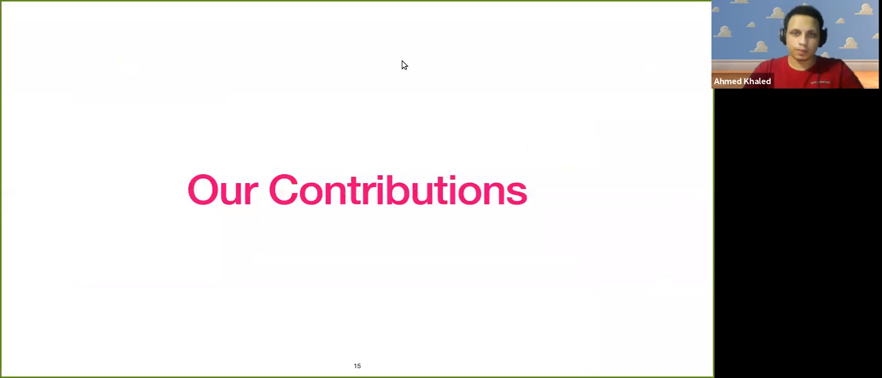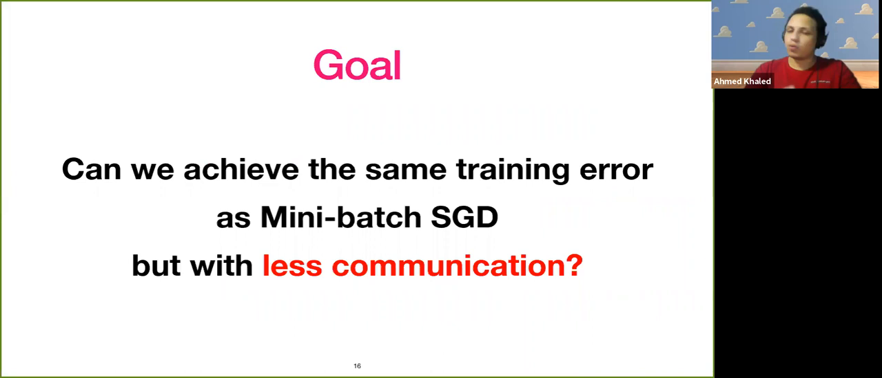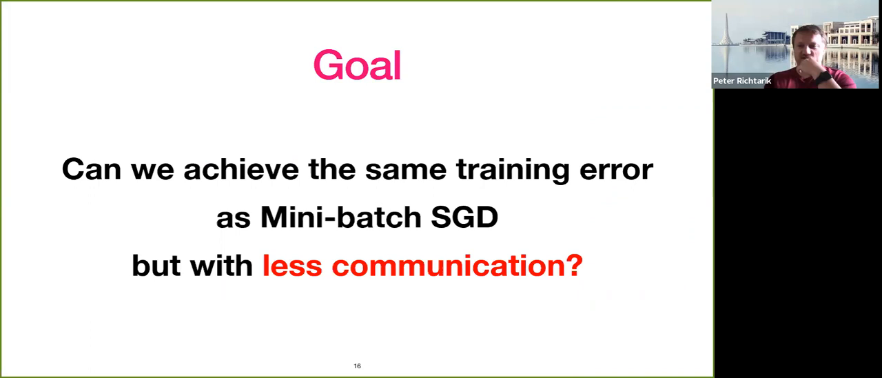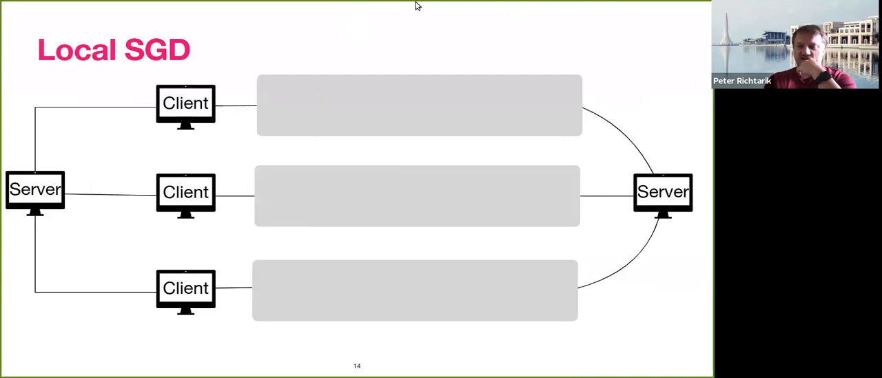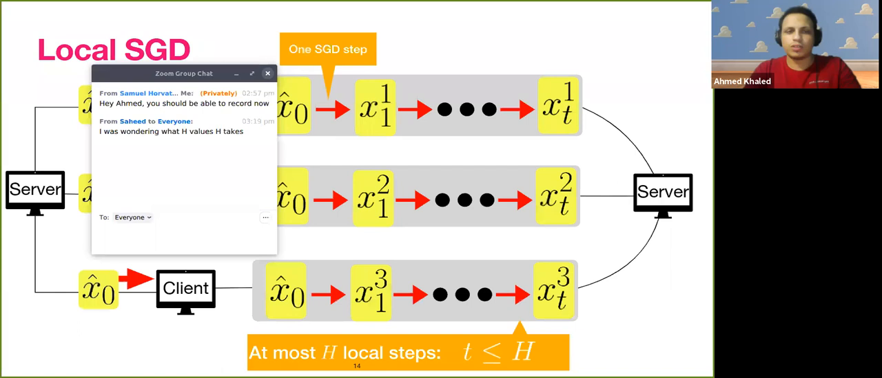So now we state the main problem that we're trying to solve in this work and our contributions. So our goal is we want to achieve the same training error. There's actually one question now from Sahid, and he's asking, what values can capital H take? Okay, H can take any integer value. So 1, 2, 3, until what you want, because H is just the number of local steps. I'm just saying that it has to be upper bounded by some finite number. So you can't say, for example, I will take H to be larger than the total number of iterations I do. But we will see that in order to get convergence guarantees, your H has to be bounded actually more tightly than that, and we will get to that.